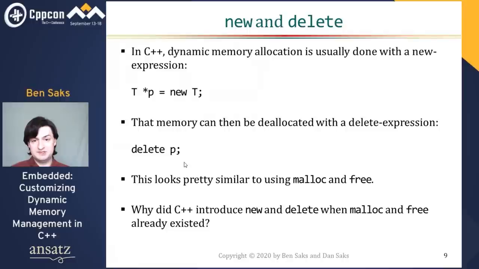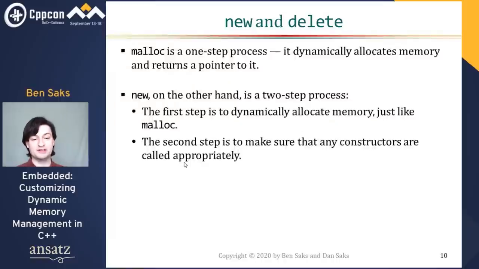And this doesn't look that different from malloc and free. So you might ask, why did C++ need to introduce new and delete, given that C already had malloc and free? And it turns out it has to do with constructors. Malloc is a one-step process. All it does is dynamically allocate memory and then return a pointer to it. It hasn't done anything to the contents of that memory.